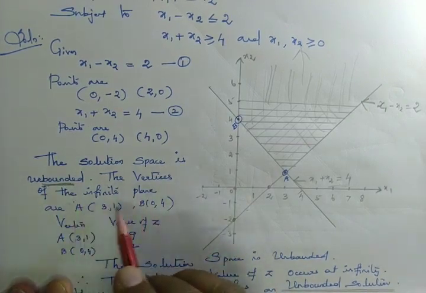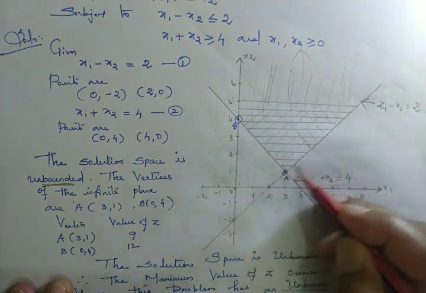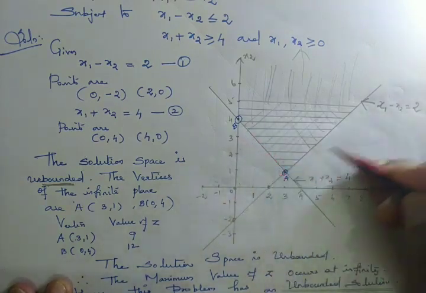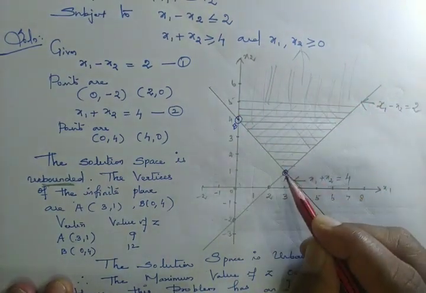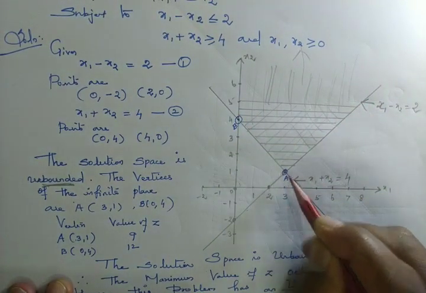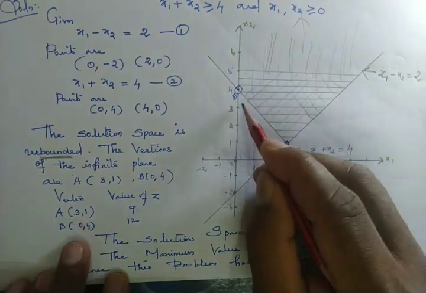The vertex of this infinite plane A, we can get only two intersection points in this boundary. I mean the bottom or lower boundary, not the upper boundary; there is no boundary in this upper part. That's the reason we can consider only two sets of intersection points. One is A, whose vertex is (3, 1), and B is (0, 4).